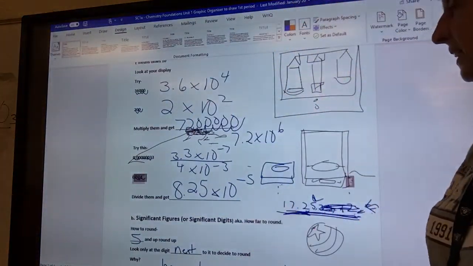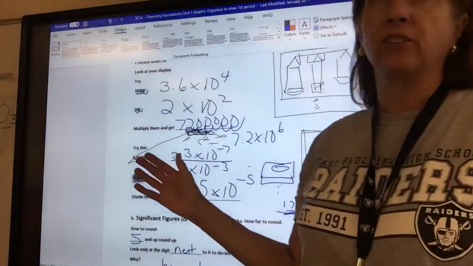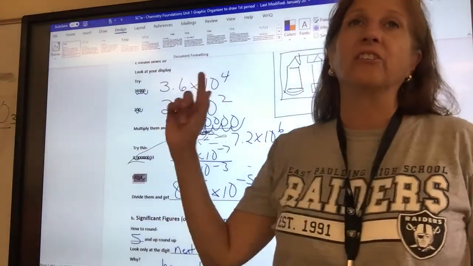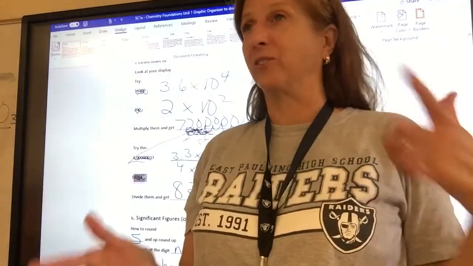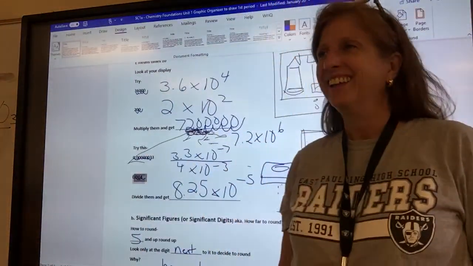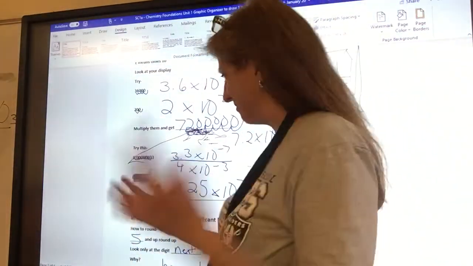All right, so the next idea is significant figures or significant digits, or as the cool kids call it, sig figs or sig digs. Because you know we're cool in science and math. We're known for our coolness, right? Sure we are. You always hear the math nerds are the cool ones, right?